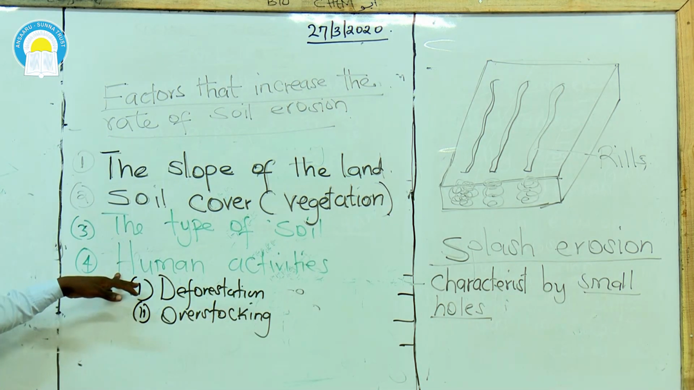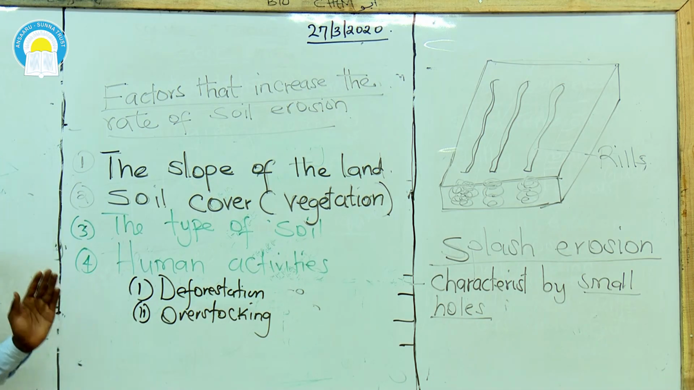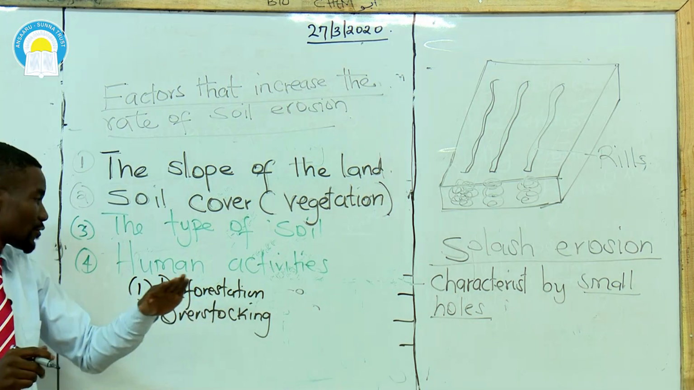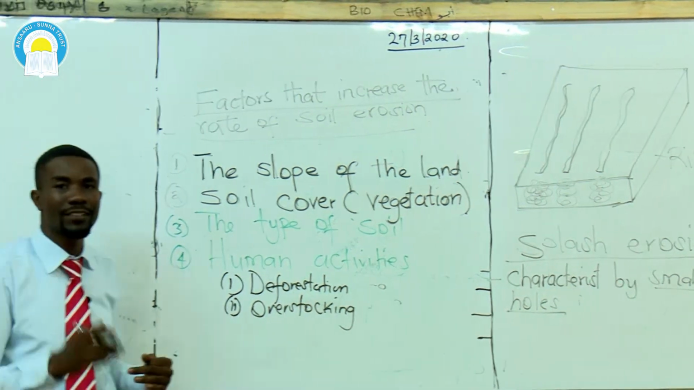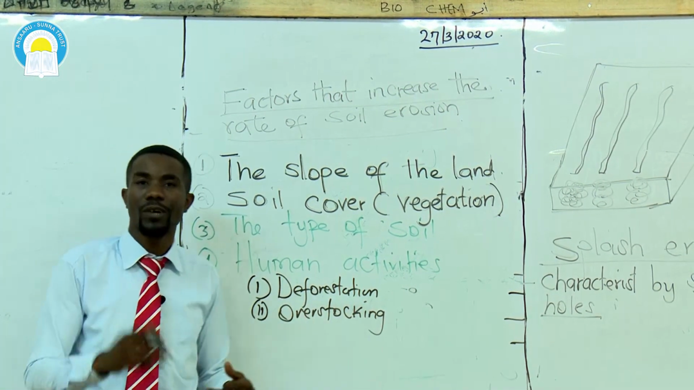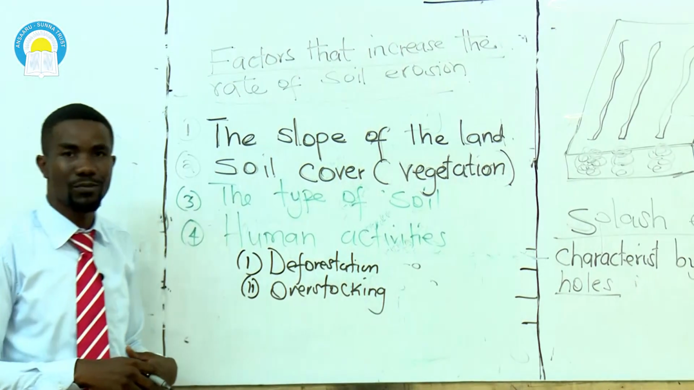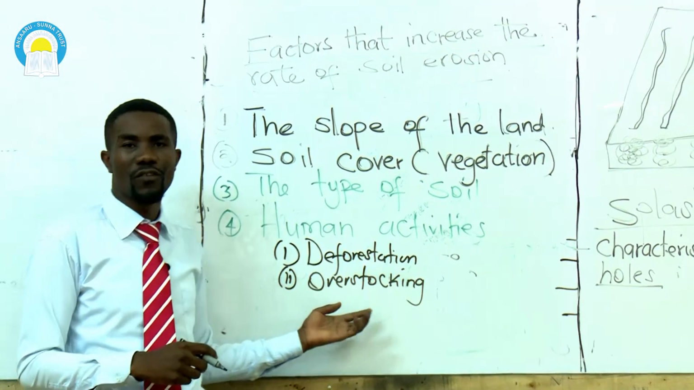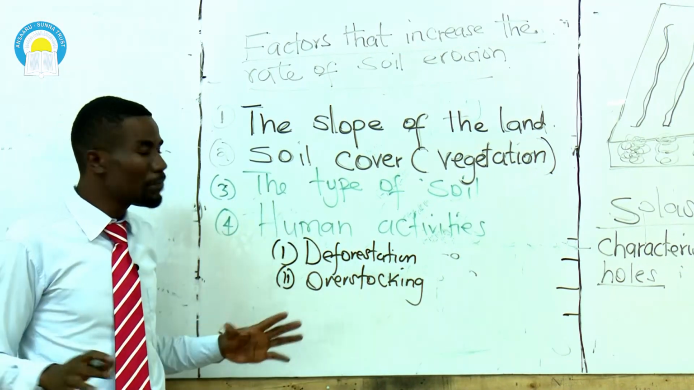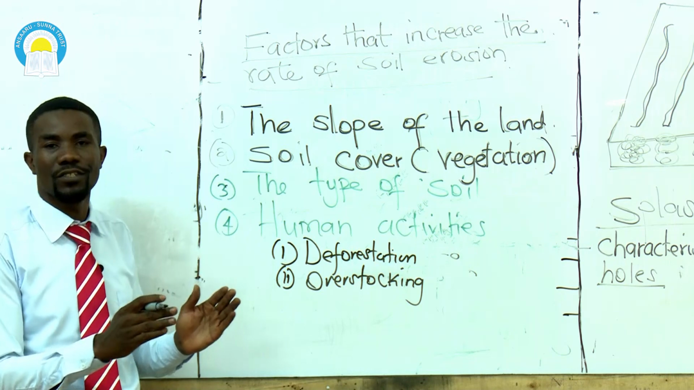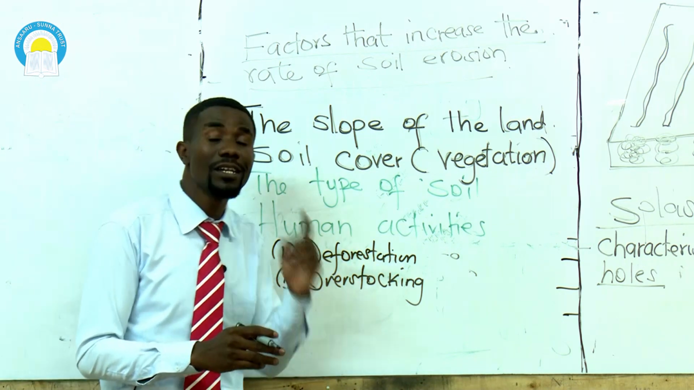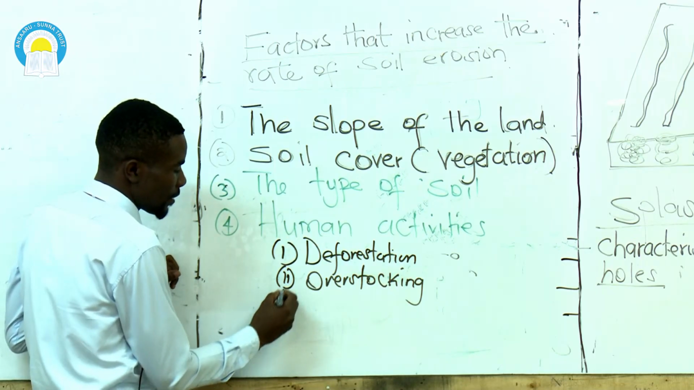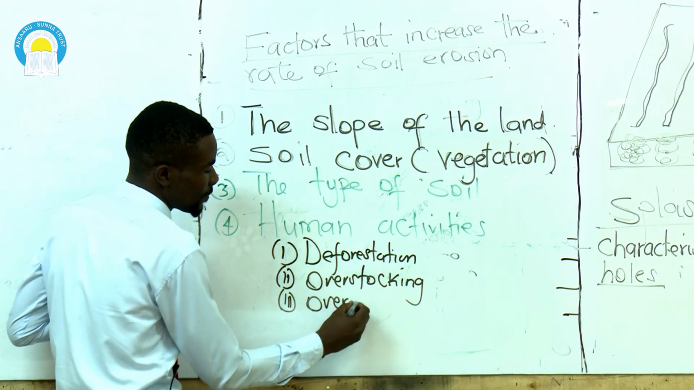So I was at human activities, what a human being does that will increase the rate of soil erosion. Deforestation, I've said, is the cutting down of trees without replacing them. Remember, we are always required that when you cut one, you plant two, but we don't obey that rule. Number two, there is overstocking, keeping a large number of livestock in a small piece of land. They will eat all the vegetation cover. There is overgrazing.